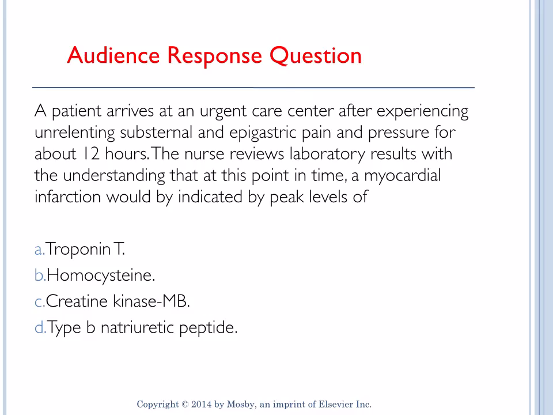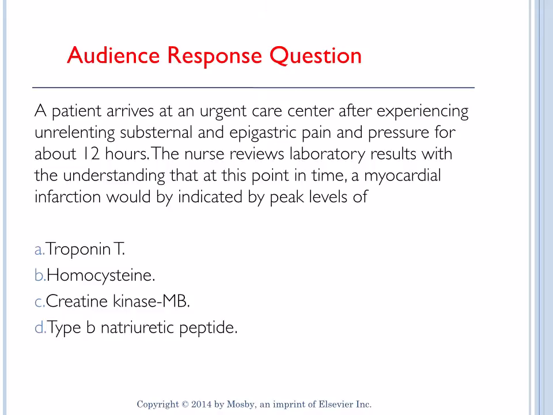Now there are some questions. A patient arrives at an urgent care center after experiencing unrelenting substernal and epigastric pain and pressure for about 12 hours. The nurse reviews lab results with the understanding that at this point in time, an MI would be indicated by peak levels of what?